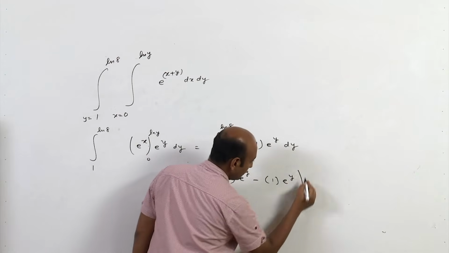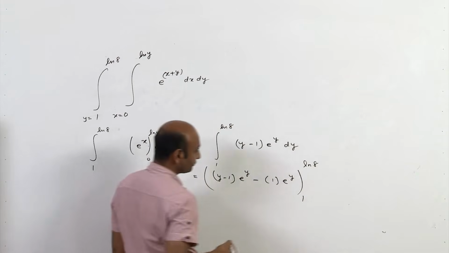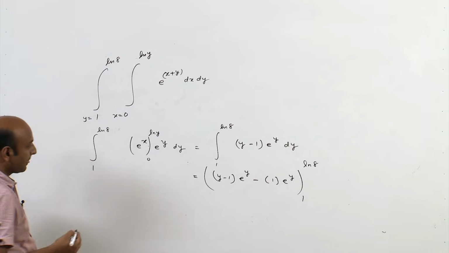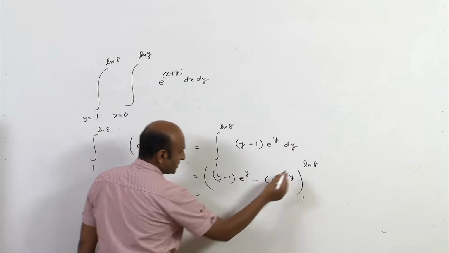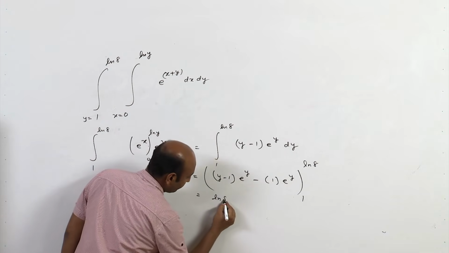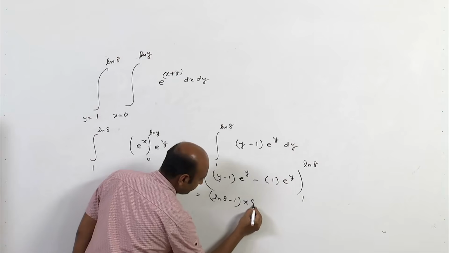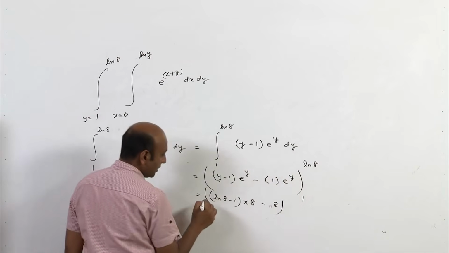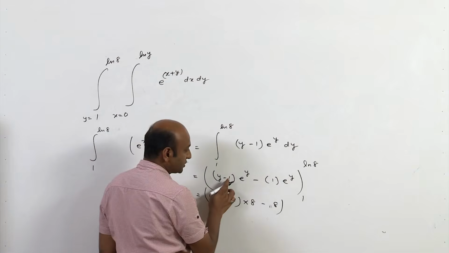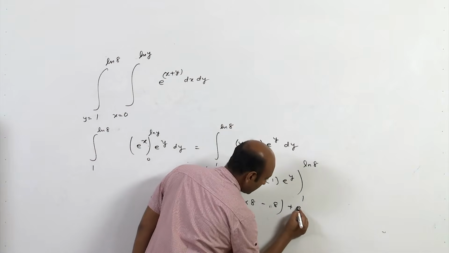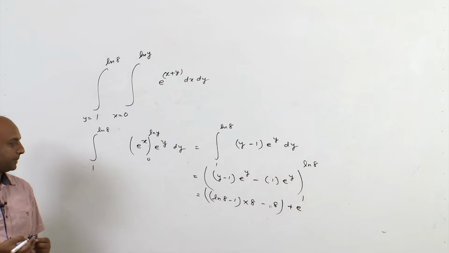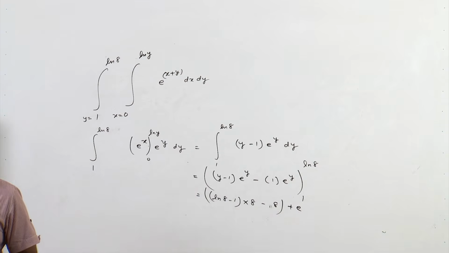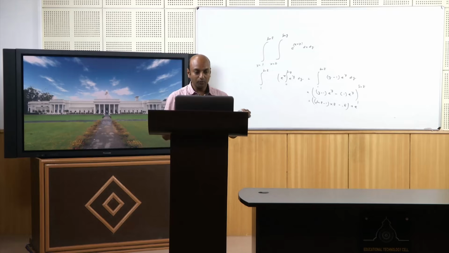So, this is from 1 to e raised to ln 8, okay. And then you can simply substitute the upper limit minus the lower limit. At y equal to 1 it is 0, at y equal to 1 it is e. So, this will be the value of this double integral. So, these are some of the properties of double integral.